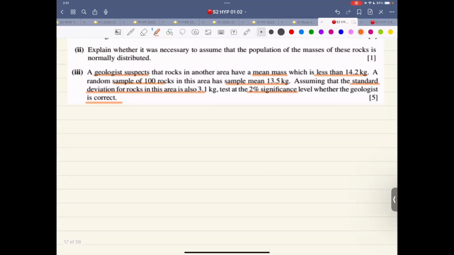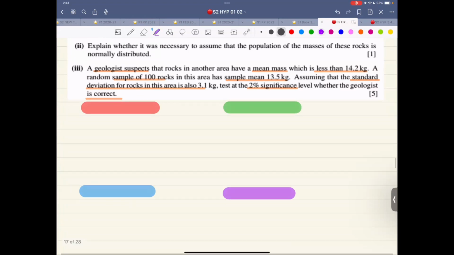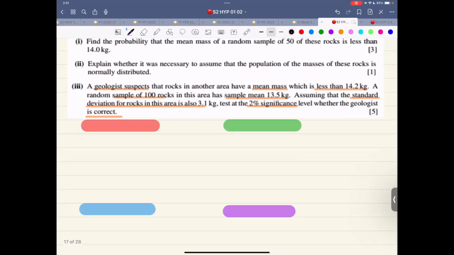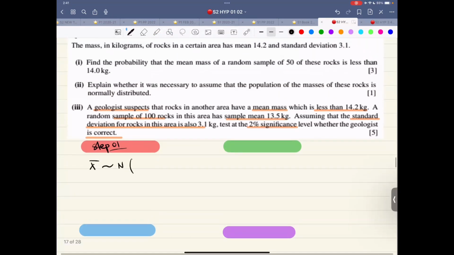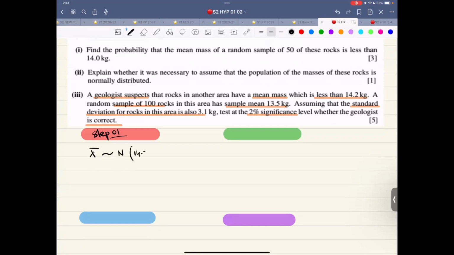So now let me make 4 regions. The first region, and then the second one, and then the third one right over here, and then the fourth one over here. So the first step that you need to write, step number 1, that is X bar follows a normal distribution. What is the mean over here? 14.2. What is the standard deviation? 3.1 square. Now the sample size is 100. The sample mean is already given. That is right over here, 13.5.